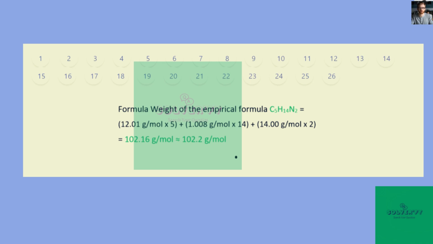So we have 5 carbons, we multiply the molar mass of carbon by 5, and then we have 14 hydrogen, we multiply hydrogen's molar mass by 14, and we have 2 nitrogen, so we multiply nitrogen's molar mass by 2, and the sum will give us this 102.2 gram per mole. So this is the empirical formula weight of this substance.